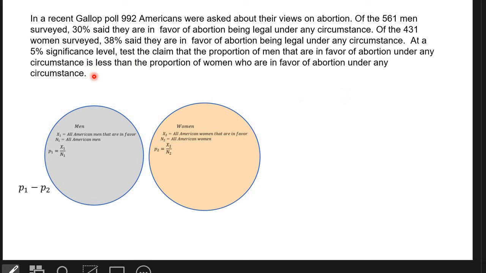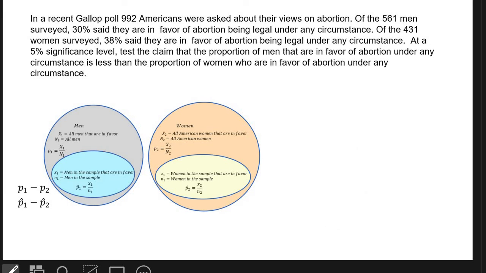So I see here that I'm trying to test the claim that one proportion for men is less than the same proportion for women. So that means I'm going to take a sample of men and a sample of women, and within this sample of men, there were 561 men, 30% of those said they were in favor, and of the women, there were 431 in the sample, 38% said they were in favor. And what I'm trying to do is estimate P1 minus P2 with P hat 1 minus P hat 2. So this is my point estimate for P1 minus P2.